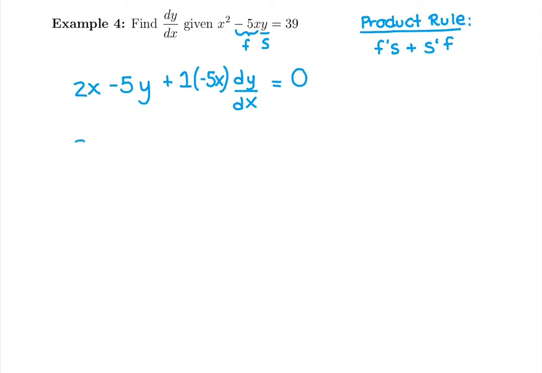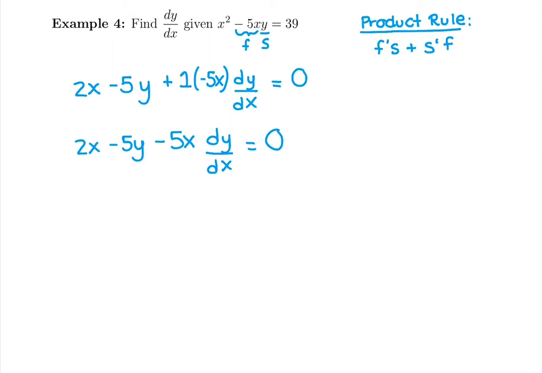So I'm going to take a second and rewrite this. We have 2x minus 5y, and then we have 1 times negative 5x. Anytime there's a negative in there, I try to multiply those coefficients together to get the correct sign on it. We really have negative 5x dy dx. And now I want to solve for dy dx, so I need to get it on one side by itself. For this one, I might just move it to the right. That way I only have to move one term.